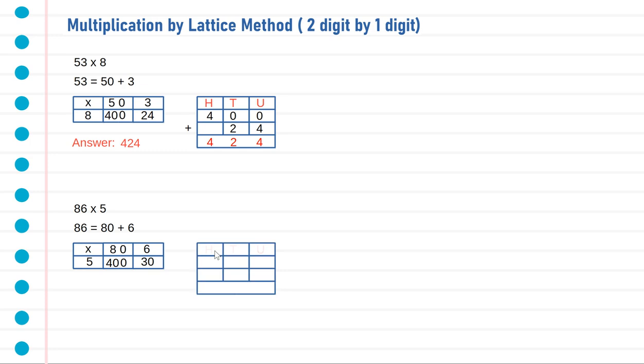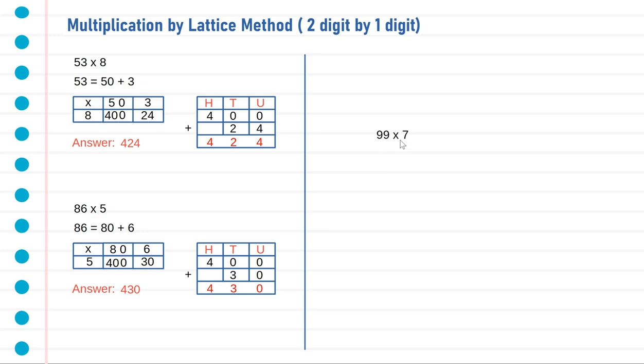Now we will add these numbers. First 400 plus 30. 0 plus 0 is equals to 0. 0 plus 3 is equals to 3. Here any number is not there, so this 4 will come here as it is. So, we have our answer as 430.